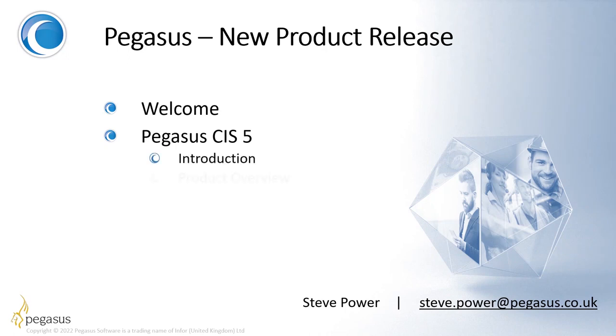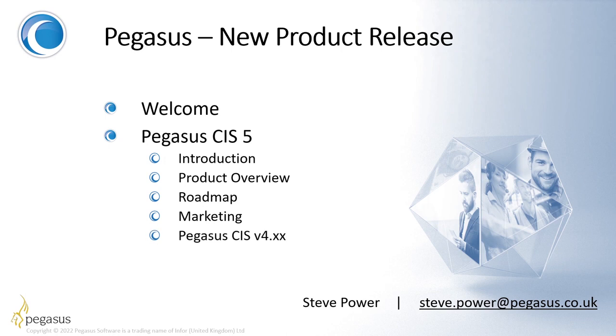So in this session, I'm going to introduce you to Pegasus CIS5. As an introduction, I'm going to take you through the concept behind the product. I'll discuss the technology that we've deployed and the benefits that this is going to bring to your customers. And then we'll look at the product in action. So we'll see the new user interface, how it looks, how it feels, how it actually works and operates. And we'll also look at some of the new functionality that's been added into the product and some of the new tools that make this such a great product to use.